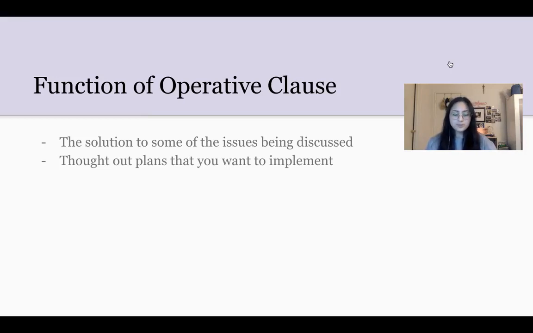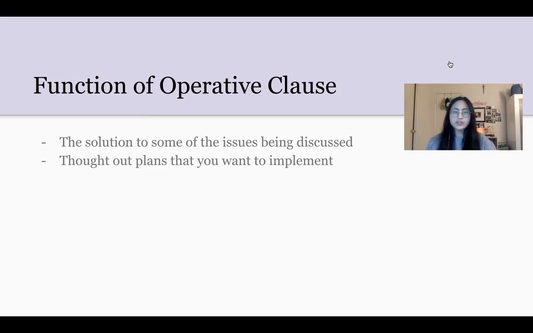So, operative clauses are like the meat and potatoes of your resolution. They are actual solutions to your issue, and you want to be specific and elaborate as much as you can with them.